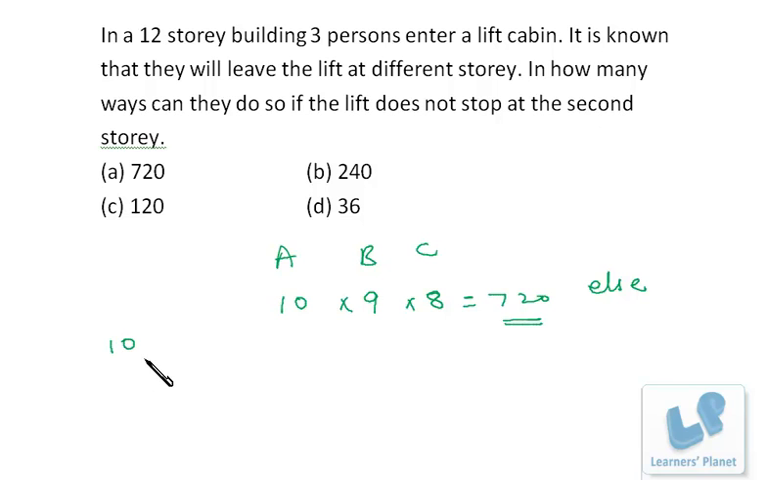Or else, from these 10 floors we have to select any 3 floors on which A, B and C will leave the lift, right? Now we have selected the 3 floors. Now the order in which A, B and C will leave the lift will be 3 factorial, since 3 persons are there, so 3 factorial ways to arrange them. So 10C3 into 3 factorial, that is 10 into 9 into 8 by 3 factorial, into 3 factorial, so it is 720. So you can go either way. This is the combination method and this is just the arrangement. So I think you are clear. It's 720.